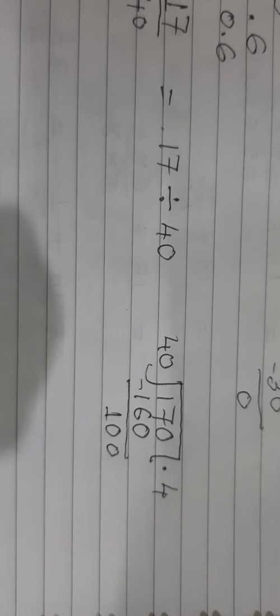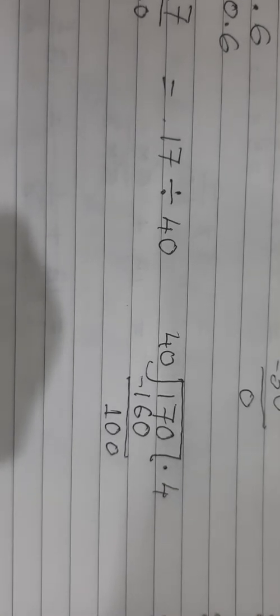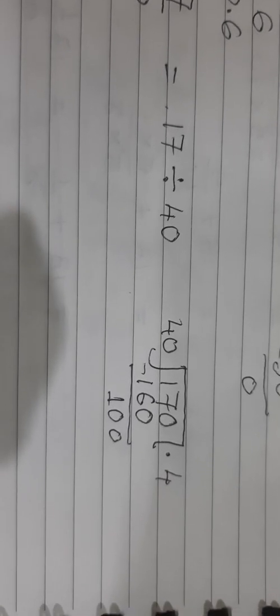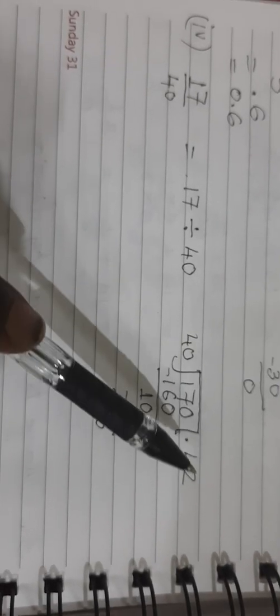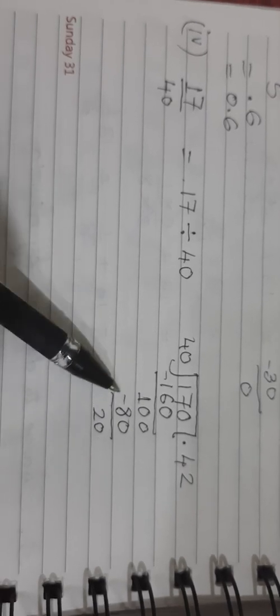So there is our 0. 10 becomes 100 now. Now let us say with 40, what number can we bring in the quotient which will bring us near about 100? So 40 into 2 gives us 80, which is nearby 100. So 100 minus 80 is 20.